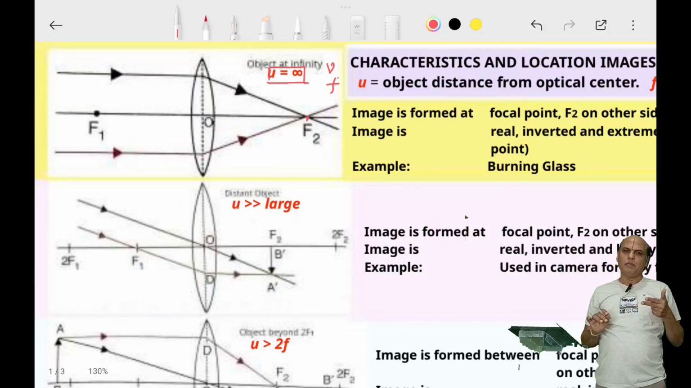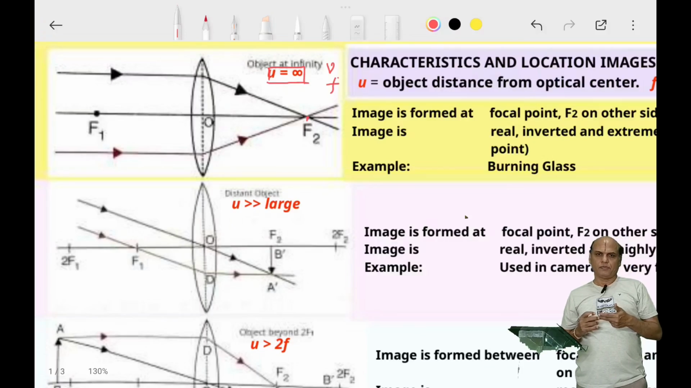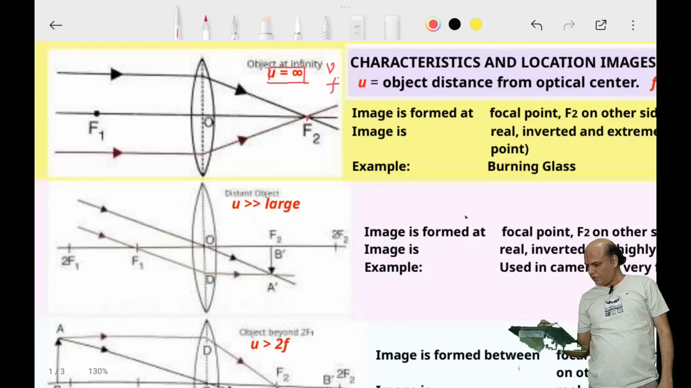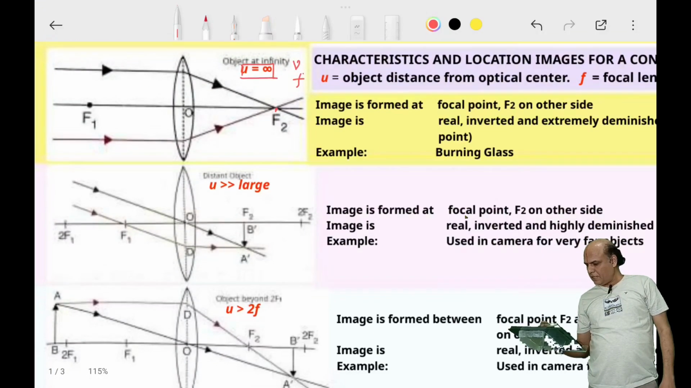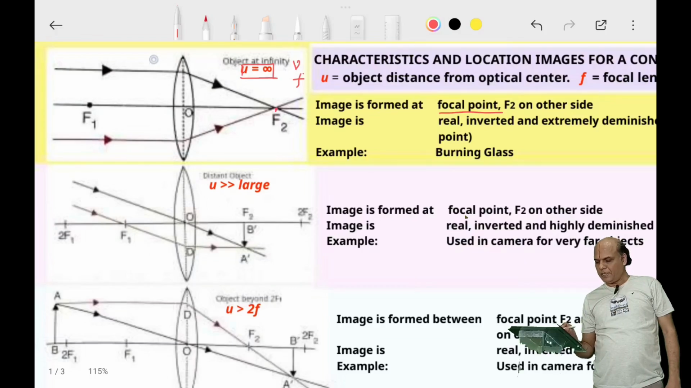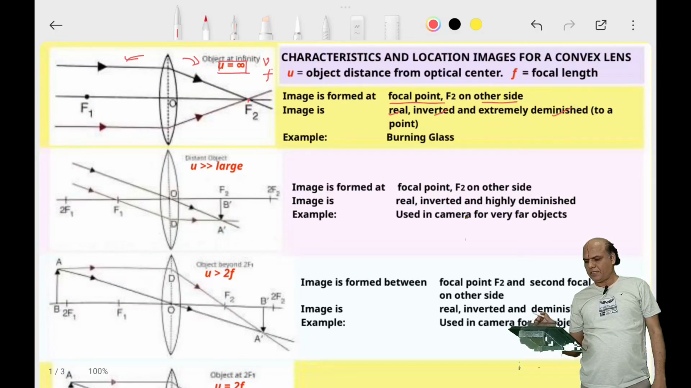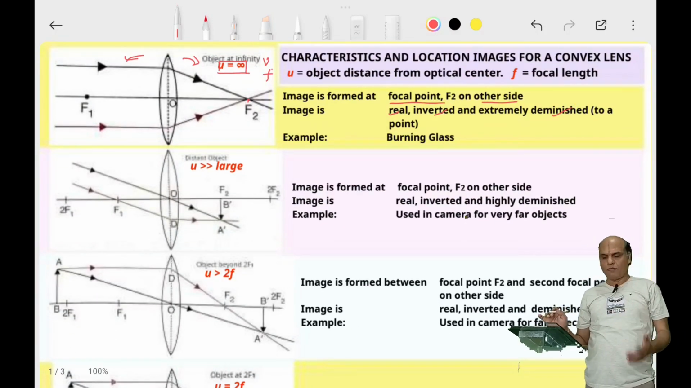And third, the image is erect. Okay, the image is inverted, not erect. Image is inverted. So if you see here, the image is formed at the focal point. f2 is the focal point. And note that the object is on one side and the image is formed on the other side. So here the image is formed at the focal point and on the other side. Next, the image is real, inverted, and extremely diminished, almost to a point at the focal point.